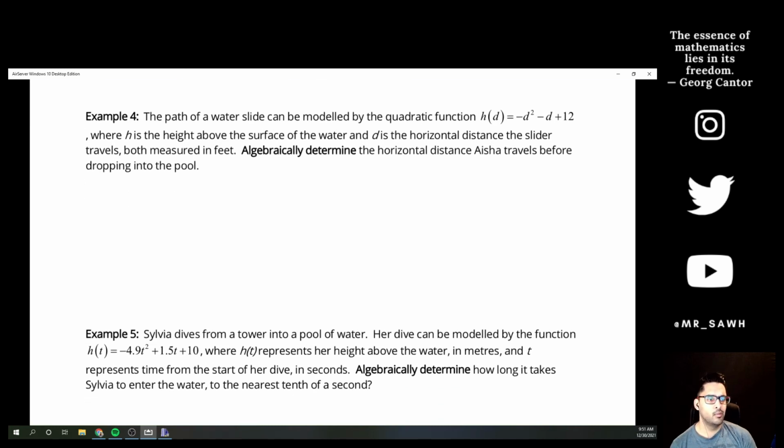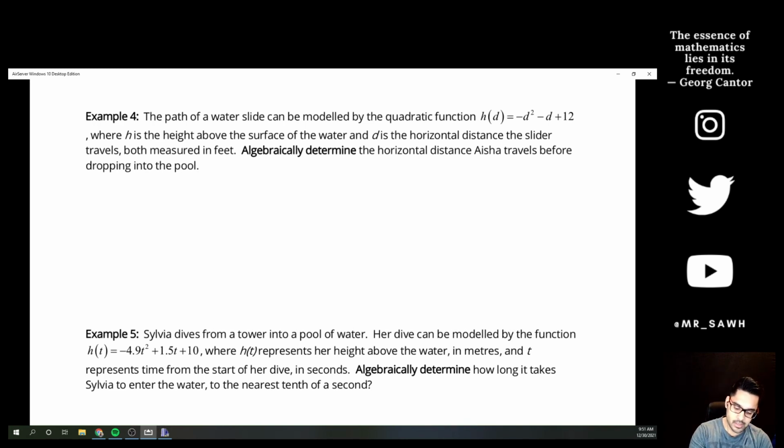So example 4, path of the water slide is modeled by this quadratic equation. H is the height above the surface of the water. D is the horizontal distance they slide, what they travel, measured in feet. Algebraically find the horizontal distance Aisha travels before dropping into the pool.